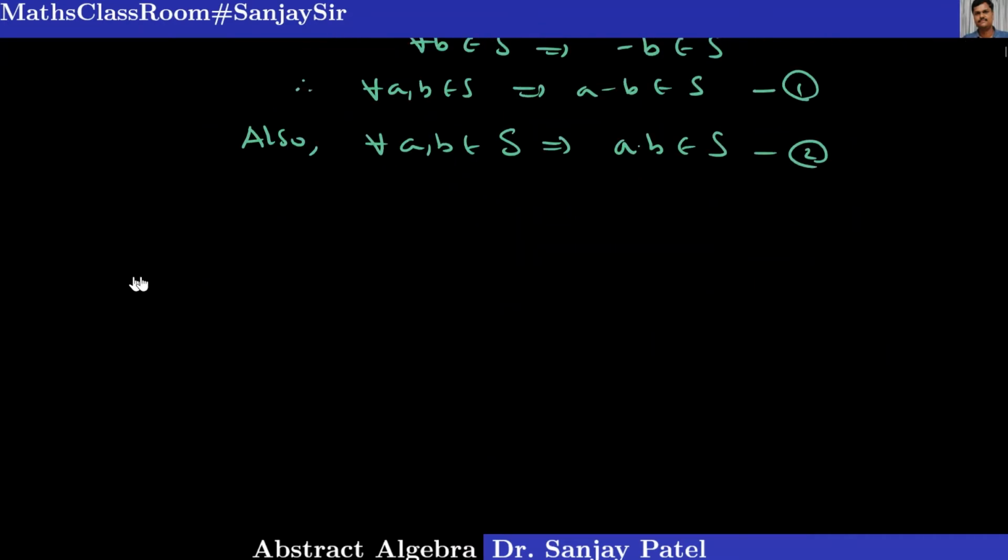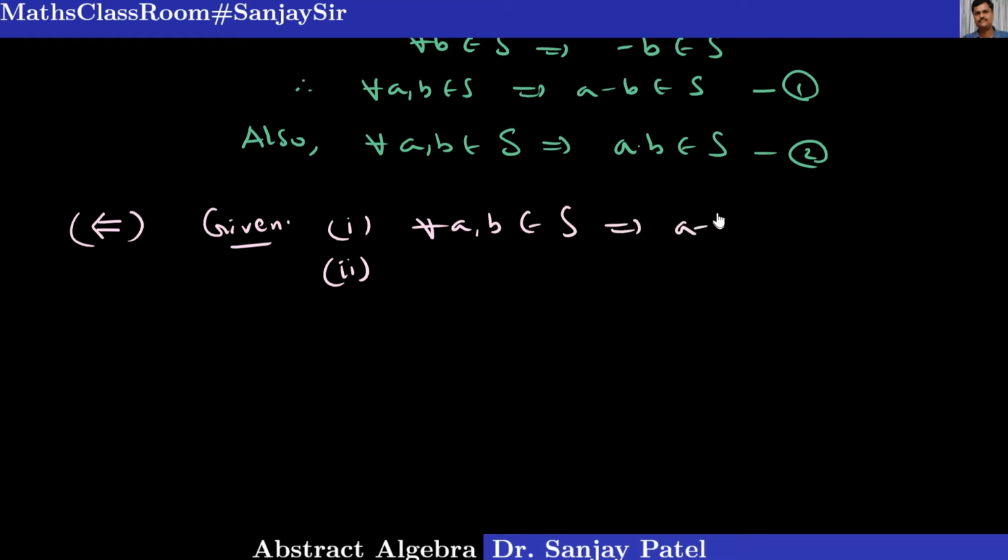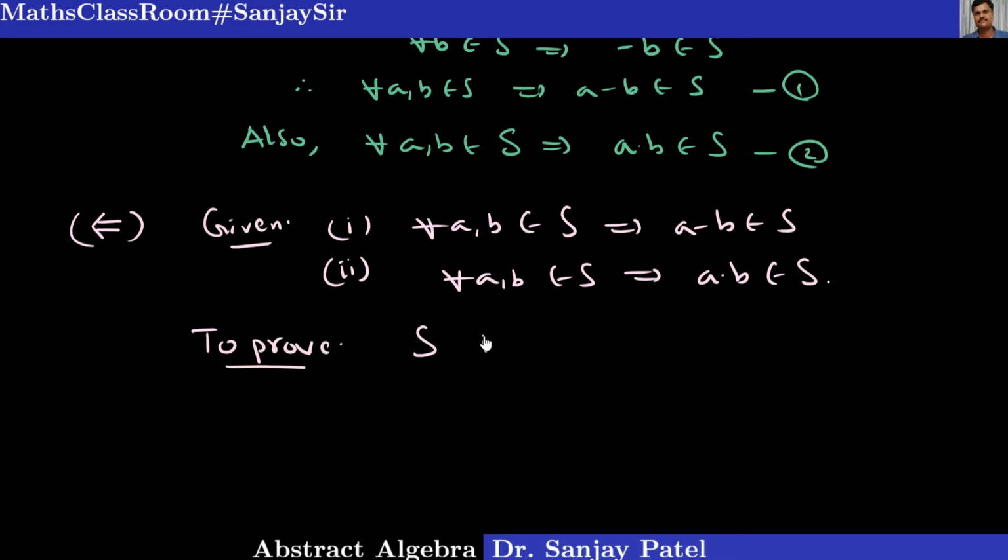For proving the reverse part, what is given is S a non-empty set satisfying the 2 conditions. So we are given the 2 conditions, 1 and 2, that is for every a and b belonging to S implies a minus b belongs to S, and for every a and b belonging to S, we are given that a dot b belongs to S. And we want to prove that S is a subring.